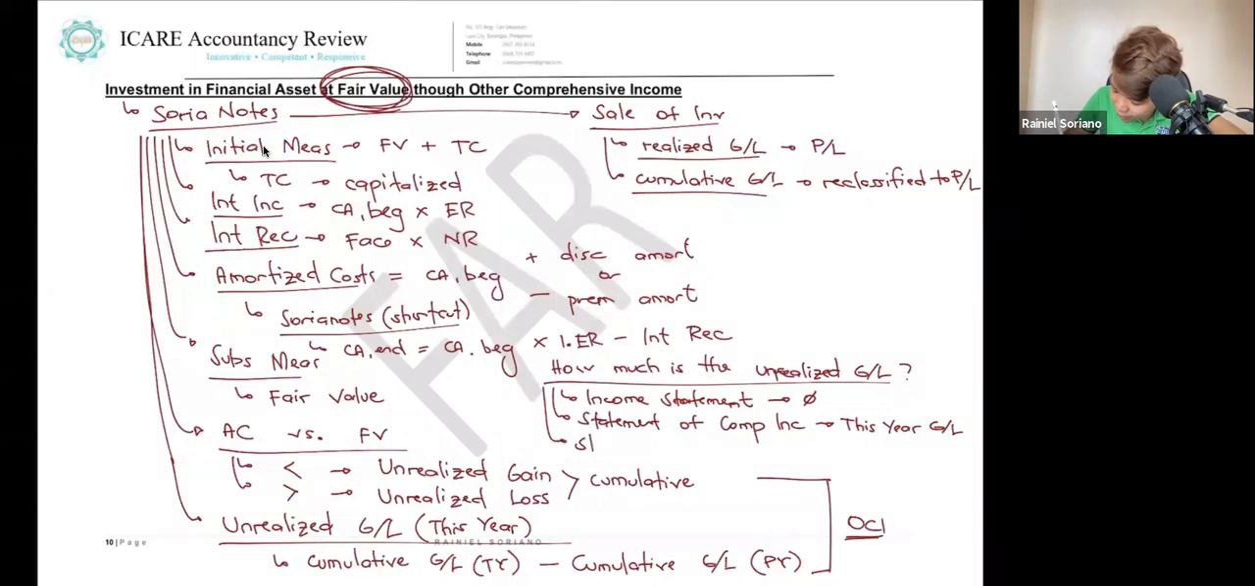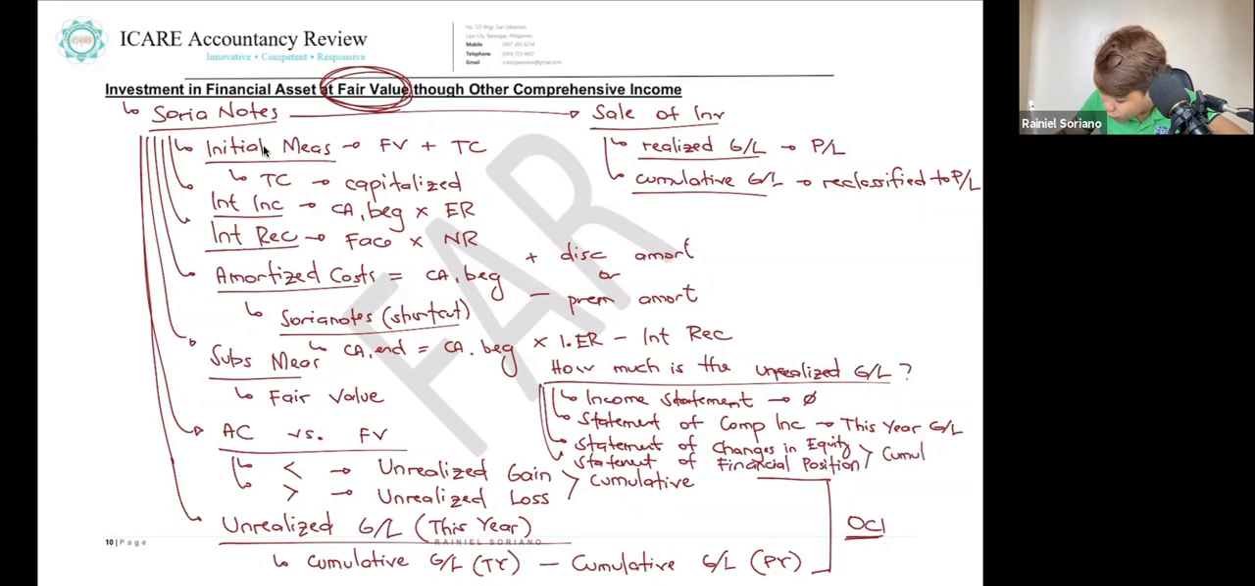On the other hand, if the question is about the statement of changes in equity, as well as the statement of financial position, your answer will be the cumulative gain or loss. So when you are asked how much is the unrealized gain or loss, find out first which statement, because the answer varies.